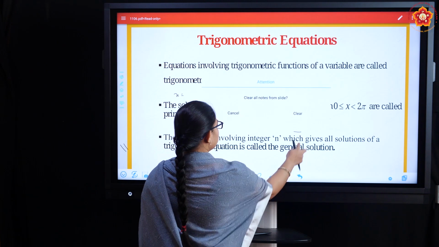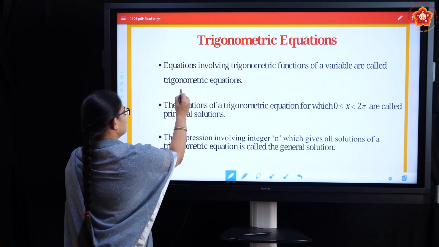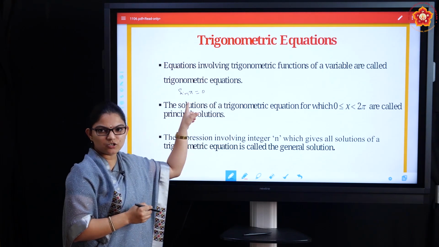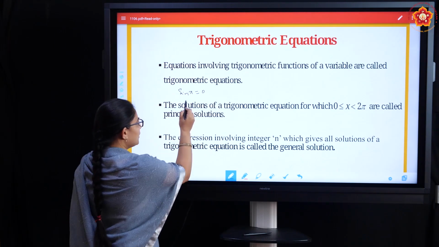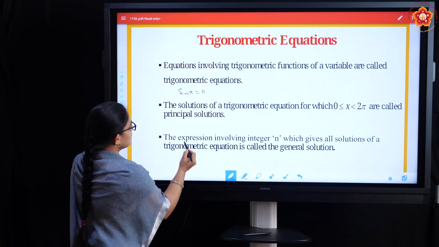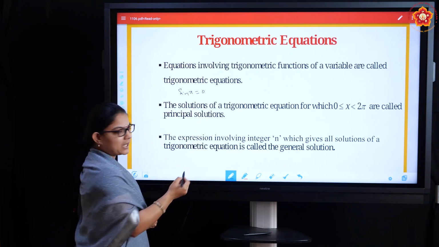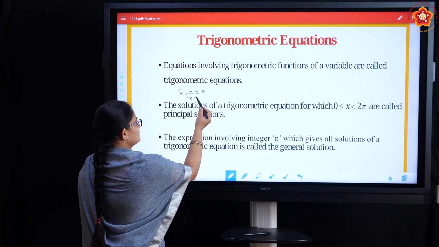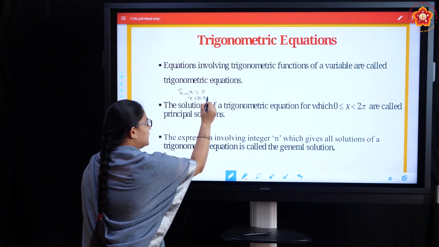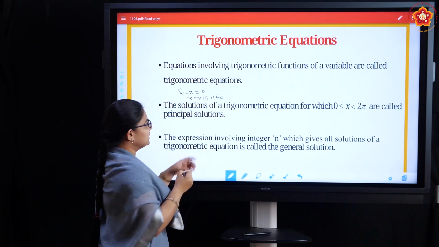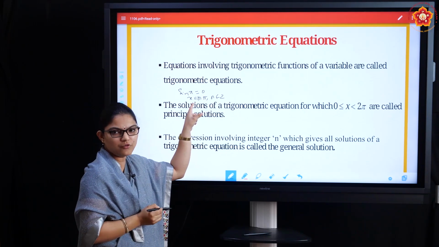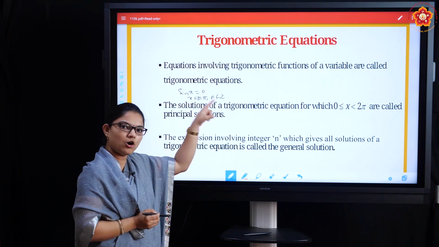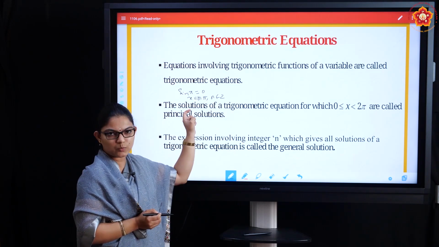For example, if I have the equation sin x is equal to 0, which is a trigonometric equation, then what do we have to find as a solution? Sin x is equal to 0 implies x should be n pi for n belongs to Z, that is, n is any integer. So this is the solution of the equation sin x is equal to 0, that is n pi, which covers all possible solutions for this particular equation.